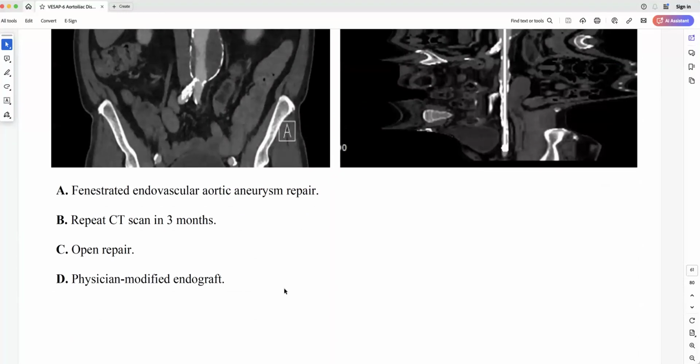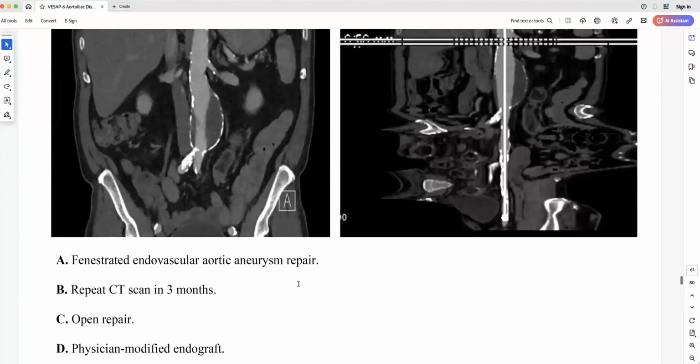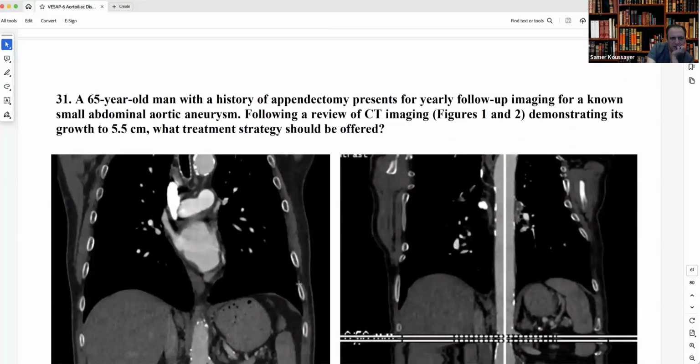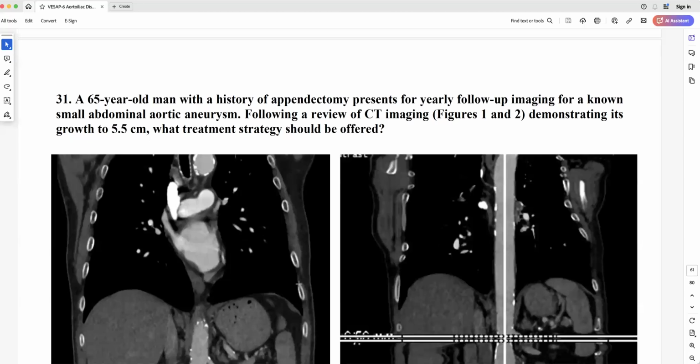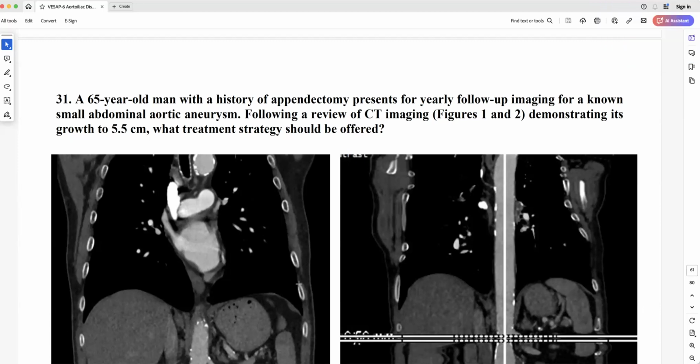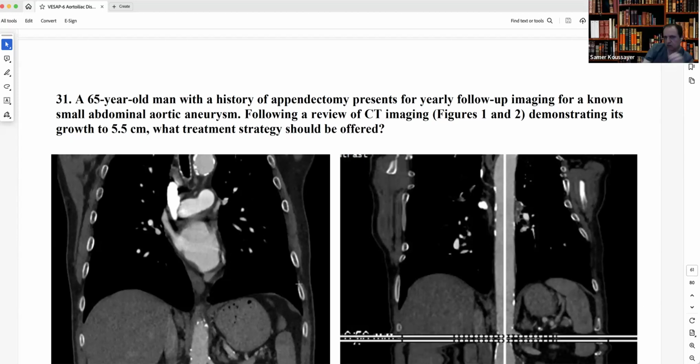You can do open. You can do chimney, fenestrated. How old is he? 65, right? And they didn't tell you anything. Again, in the exam, if they don't tell you anything, don't presume. They didn't tell you he has high blood pressure, didn't say he has diabetes, doesn't have cardiomyopathy. So from the question, you have to presume he's a good, healthy guy. Otherwise, they will tell you. So we have a 65-year-old, healthy, with a short neck, juxtarenal aneurysm.